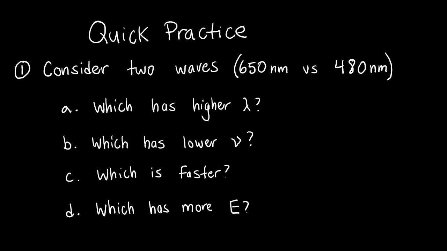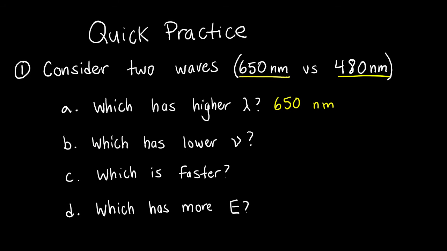Consider these two waves. One wave has a wavelength of 650 nanometers, and the other one has a wavelength of 480 nanometers. Which one has a higher lambda, which we know is wavelength? Of course, the answer is the one with 650 nanometers. 650 nanometers, regardless of if you turn it into meters or not, is still a higher wavelength than 480 nanometers. 650 nanometers is 6.5 times 10 to the negative 7th meters, which has a lower frequency.